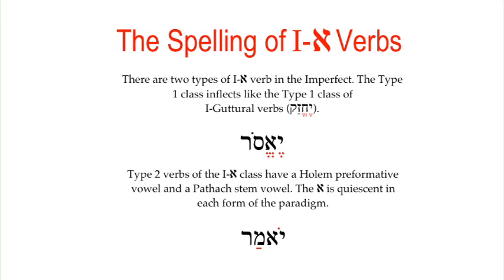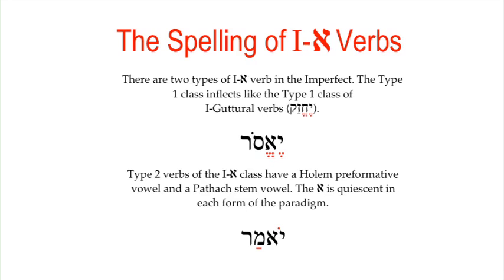A subcategory of a one guttural verb is the one aleph verb. Look at your screen. There are two types of one aleph verbs in the imperfect. The type 1 class inflects like the type 1 class of one guttural verbs. Look at the example, ye'esor. So for this particular example, you don't need to memorize anything new. It's just like the regular type 1.